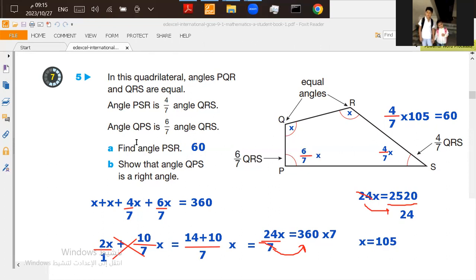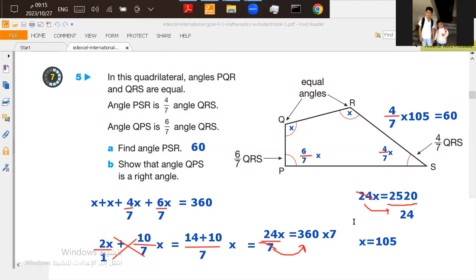Now, the next question, which is B, you have to focus on these and how we make them as an equation and how we solve fractions. These are basic math, so you have to know these ideas and how to deal with them. Now, through that angle QPS, QPS is a right angle.